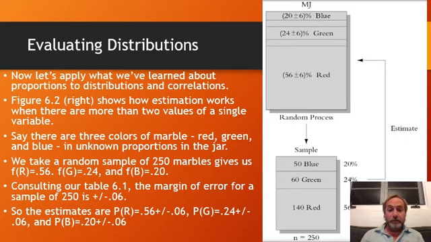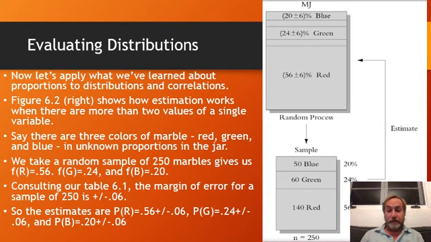Okay, well, let's take a random sample of 250 marbles from our jar. And let's suppose that gives us a frequency of red of 56%, so 140 red marbles out of our 250. The relative frequency of greens is 0.24. The relative frequency of blue is 0.20. And you can see over on the right that equates to finding 50 blues in our sample of 250 and 60 greens in our sample of 250.